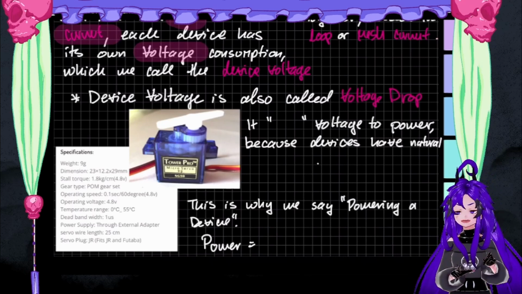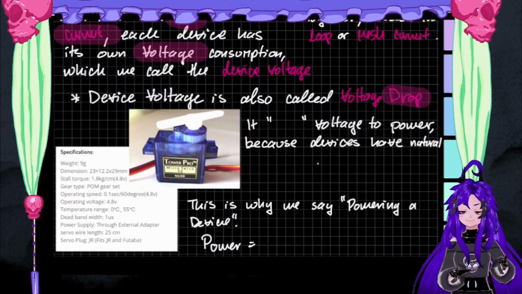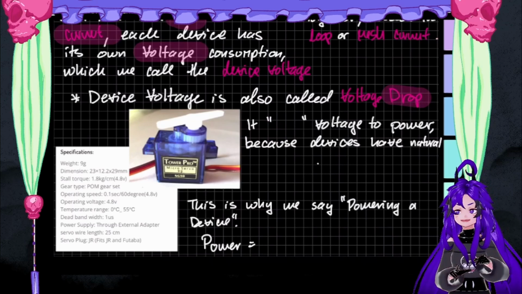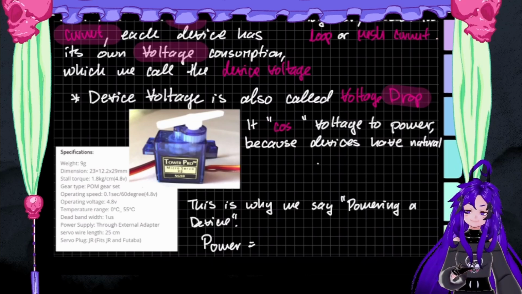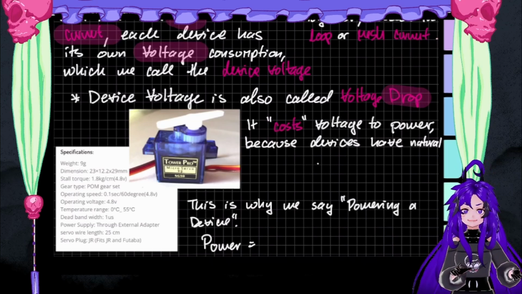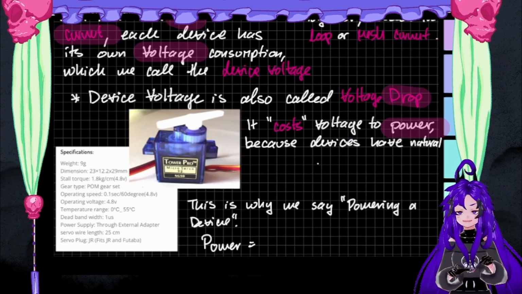And why do we call it a voltage drop? Well, it's because it costs voltage to power a device, because the devices have natural impedance.